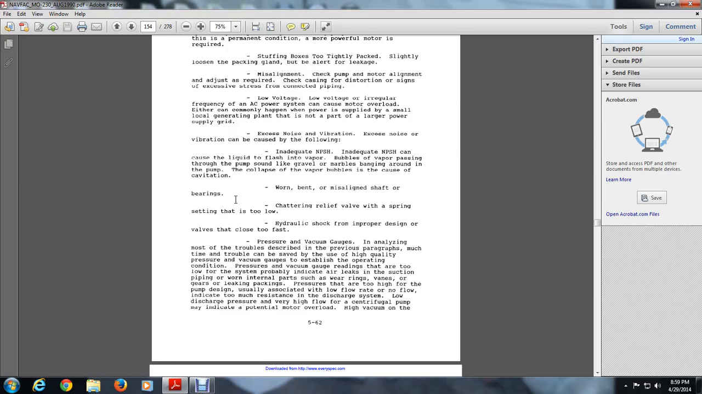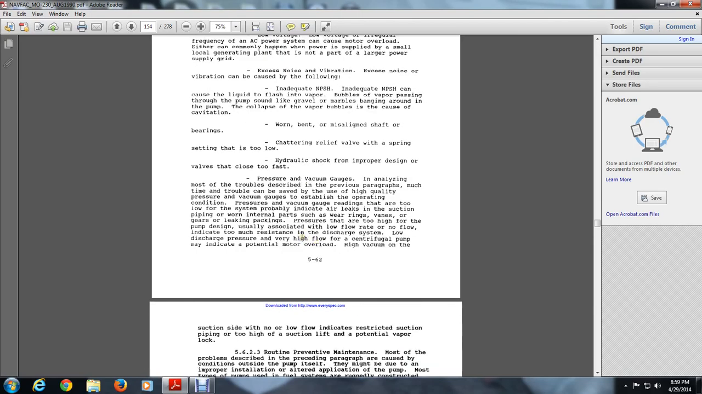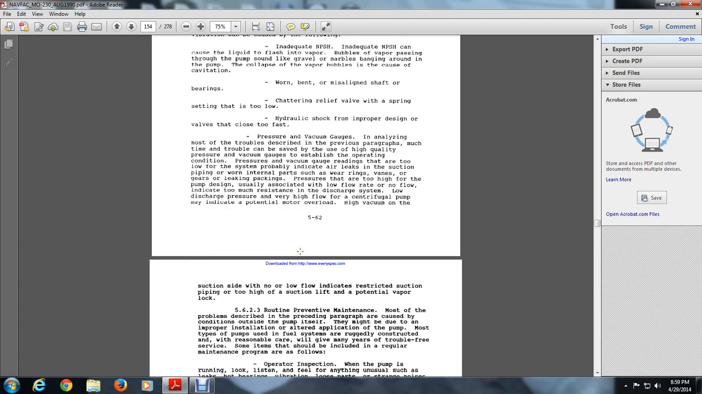Pressure that is too high for the pump design is usually associated with a low flow rate or no flow, indicating too much resistance in the discharge system. Low discharge pressure in a centrifugal pump may be indicated by potential motor overload. High vacuum on the suction side with low or no flow indicates restriction in suction piping that is too high, and suction lift with potential vapor. 5.6.2.3 Routine preventive maintenance.